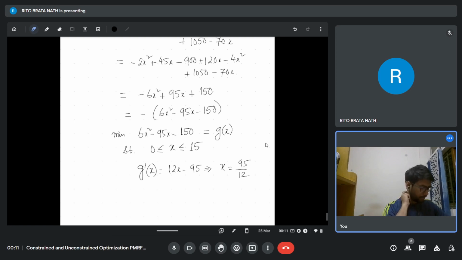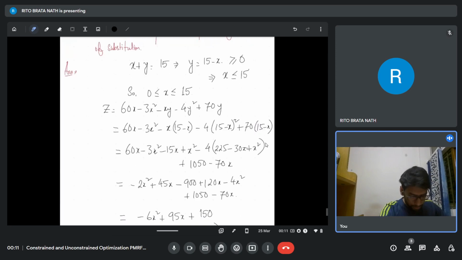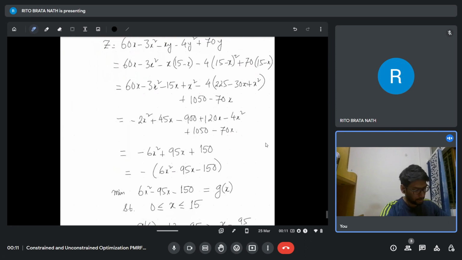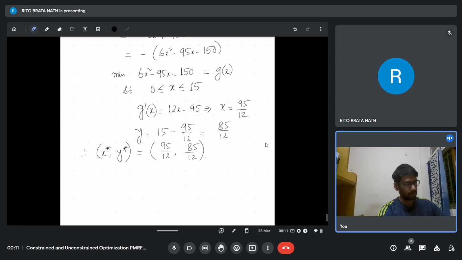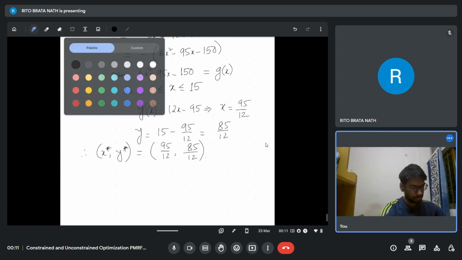And so that means this is your x and your y will be 15 minus x. So y is 15 minus 95 by 12, so that's 180 minus 95 over 12. So the x star, y star in this case is 95 by 12 and 85 by 12. So this is how you solve this problem using this method of substitution. Okay, so let me solve another one using this.